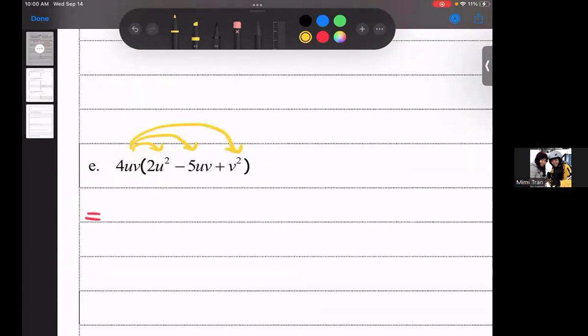Four times 2 is 8, right? So I'm gonna multiply first of all UV times 2U squared. So 8, oops, I meant red. And then U to the first, right here is U to the first. V to the first. U to the first times U squared is U cubed. Sorry, that's my number 3. And then V to the first is V to the first.